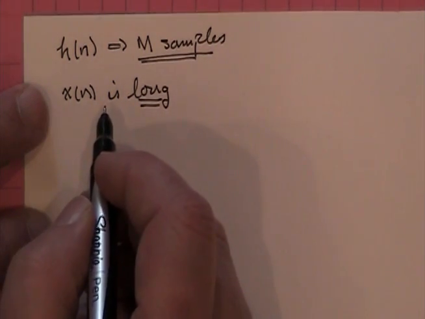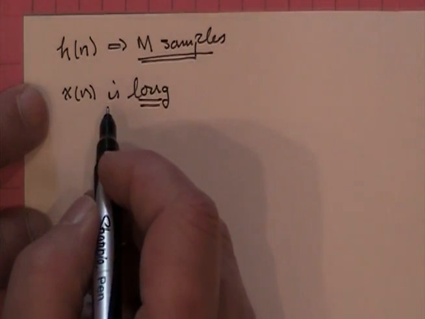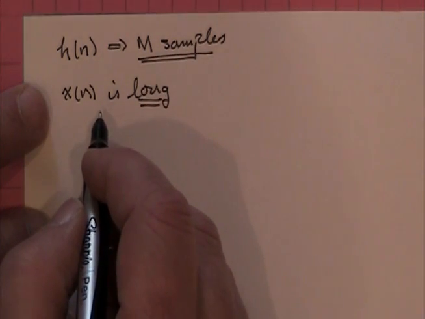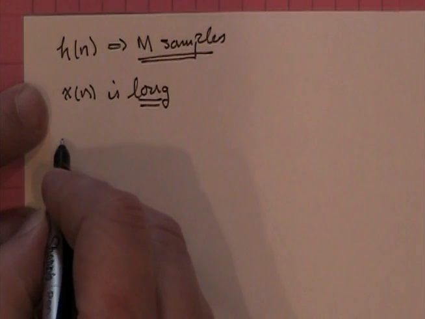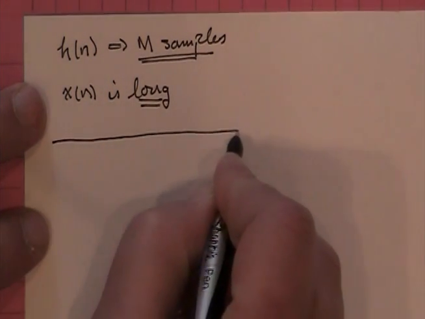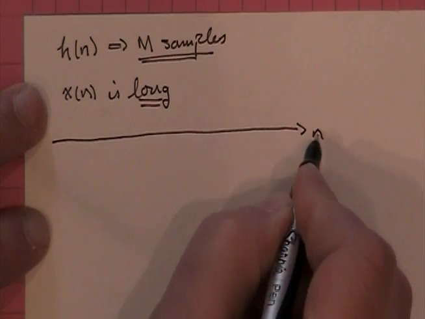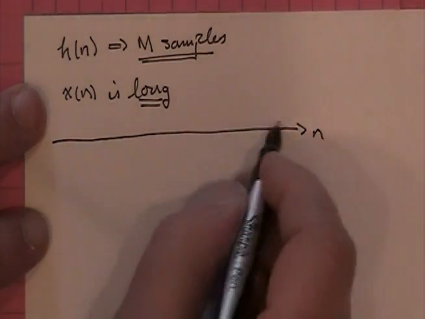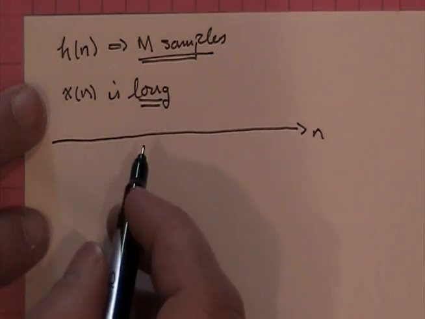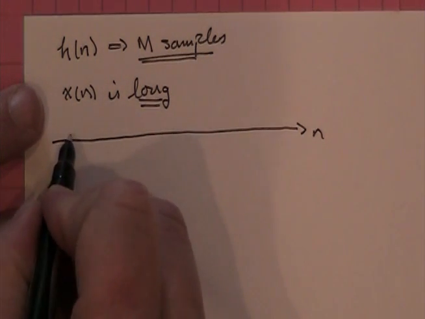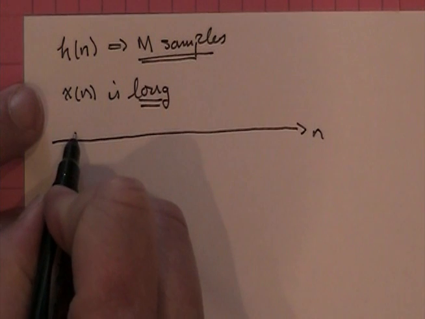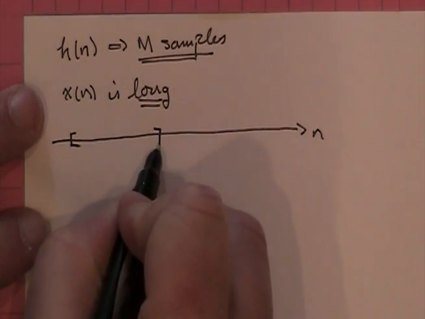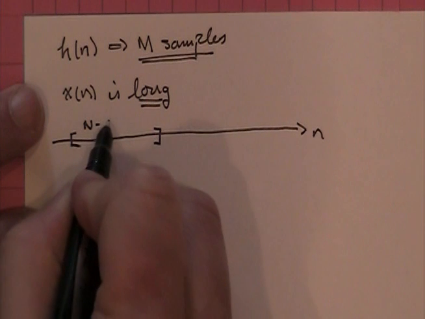It might be infinitely long. It might just be more data than what we want to handle in terms of doing an FFT. And so I'm going to assume that my time domain axis for x of n never ends, right? So I get a stream of samples coming in, and it's going to go forever. Now, when I do a convolution, I'm going to break this thing up into n sample blocks.